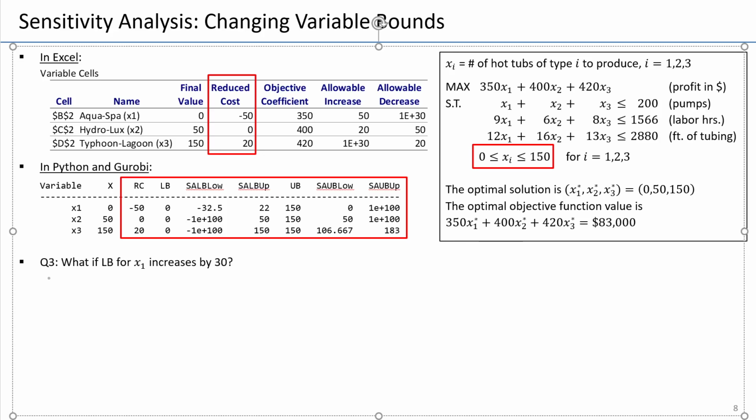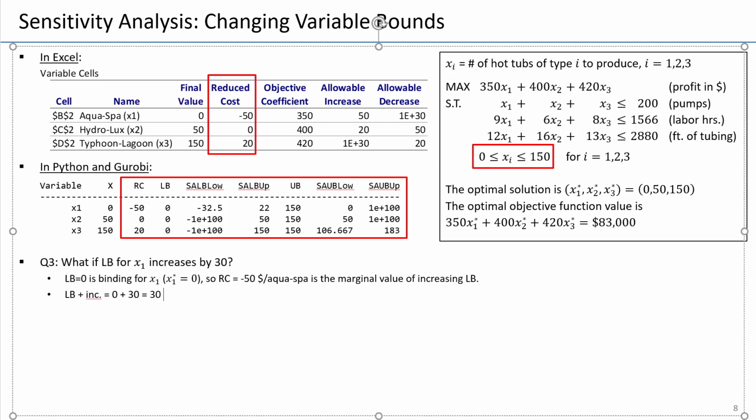Another example is what if the lower bound, again for x1, increases by 30. Before we considered the lower bound increased by 20, but now we increase it by 30. So the same thing applies as before. The lower bound is 0. It is a binding constraint for x1. The optimal value of x1 is 0. So this reduced cost that we see here, minus 50, applies as the marginal value of increasing the lower bound. However, if you now add the increase, it's 0 plus the increase of 30, it is 30.